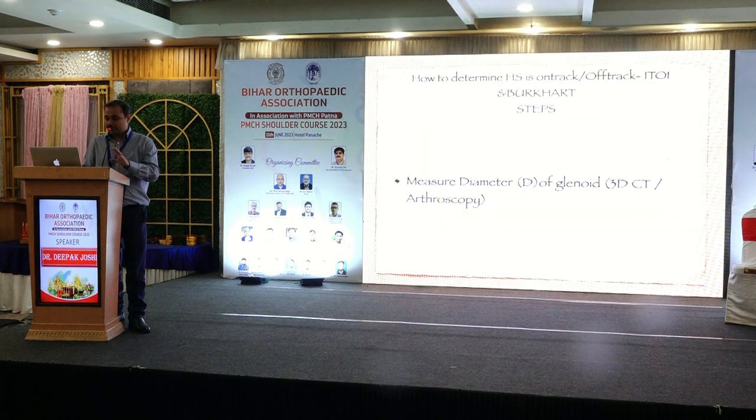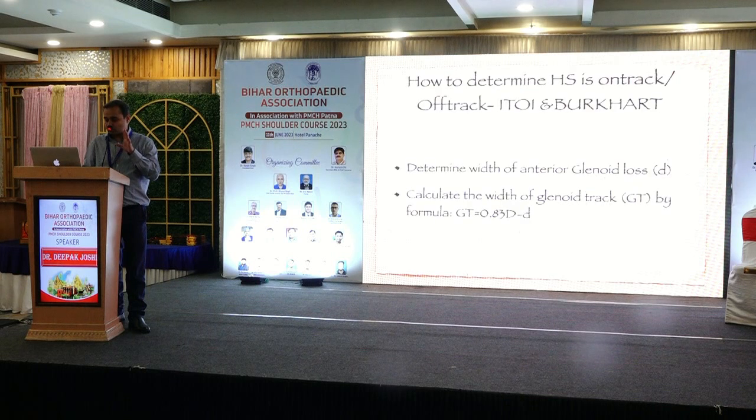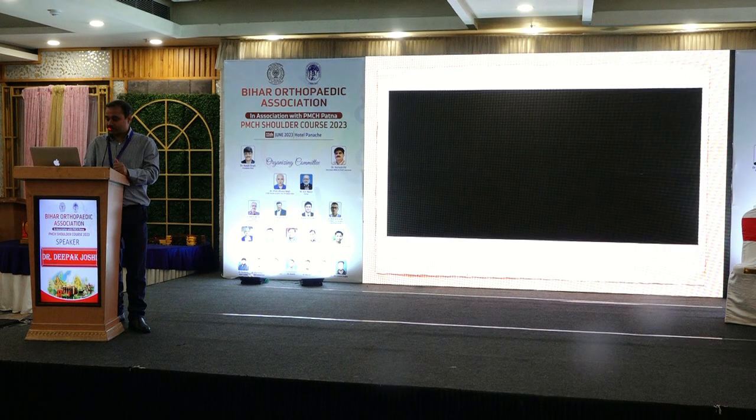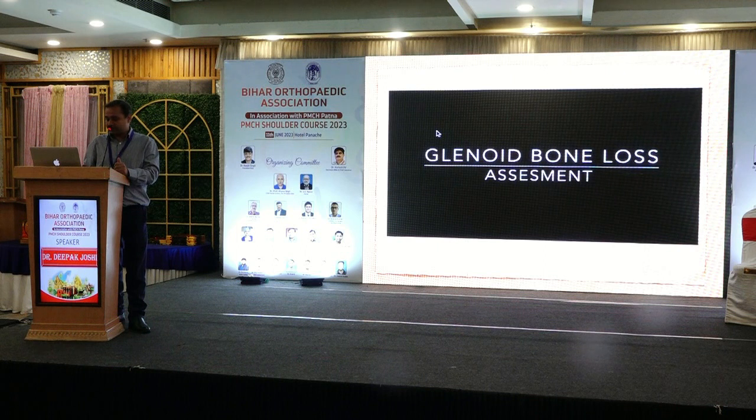So how do you do it? Measure the diameter of the glenoid on a 3D CT scan or at arthroscopy. Then determine the width of the anterior glenoid loss. How much percentage of bone loss is there anteriorly? With a formula, we calculate the glenoid track, that is 0.83 times the diameter of a normal glenoid by the circle method, and we subtract how many millimeters of glenoid loss there is. So, a short video of how it is assessed.